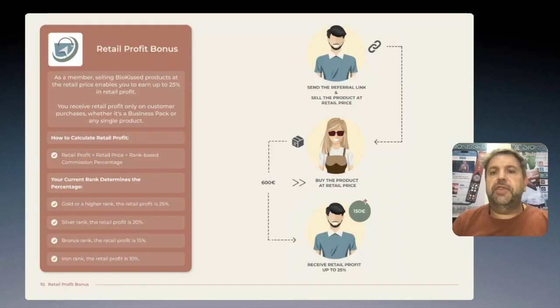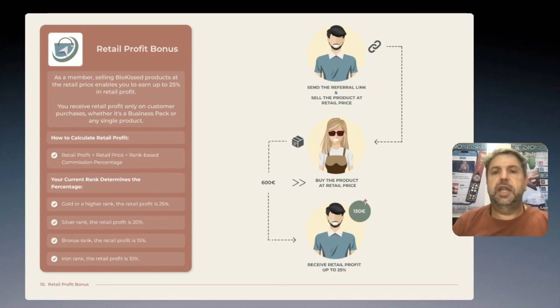How does this work? As a nature-loving advocate, you have a personal referral link, which you can find and copy from the dashboard or from your profile page in your back office. Whenever you send that link to somebody and that person decides to purchase a product on the BioKissed e-commerce website, you will instantly receive your retail profit bonus. In this way, this person is connected directly to you, and this will grant you a retail profit bonus on all their future purchases.